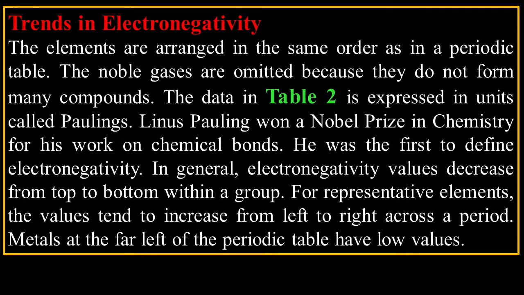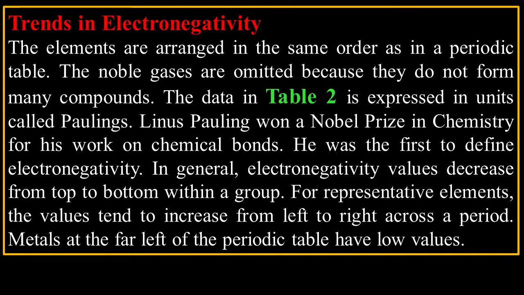Those two things have to be considered when looking at electronegativity. The elements are arranged in the same order as in a periodic table. The noble gases are omitted because they do not form many compounds. The data in Table 2 is expressed in units called Paulings. Linus Pauling won a Nobel Prize in Chemistry for his work on chemical bonds. He was the first to define electronegativity. In general, electronegativity values decrease from top to bottom within a group. For representative elements, the values tend to increase from left to right across a period.